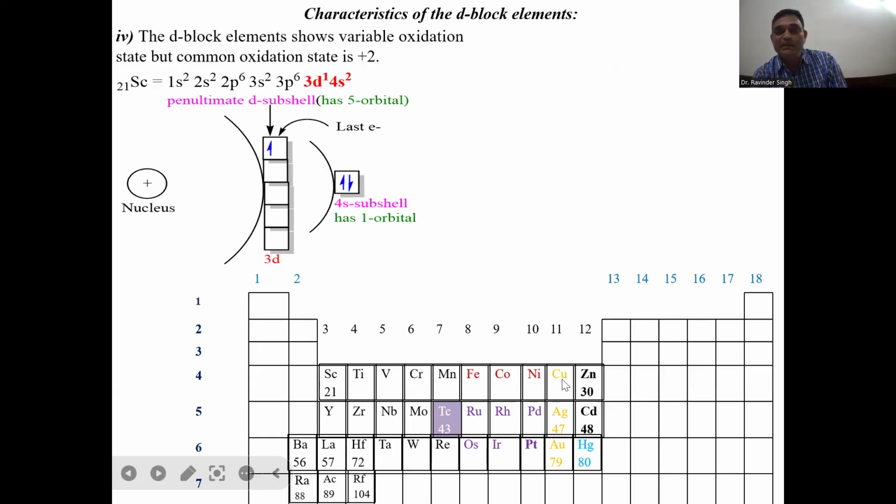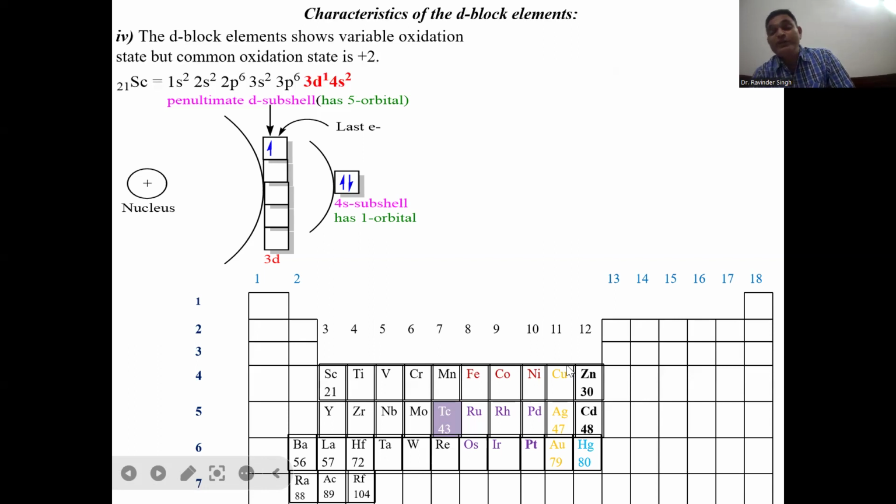What are the coinage metals? These are three elements in group number 11. The previous elements, the ferrous metals, range from group number 8 to 10. In group number 8 to 10, iron, cobalt, nickel, and similarly in the same group number 8 to 10, these platinum metals are present. That may be asked in your examination.